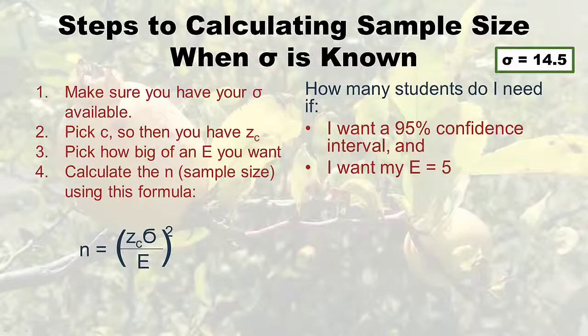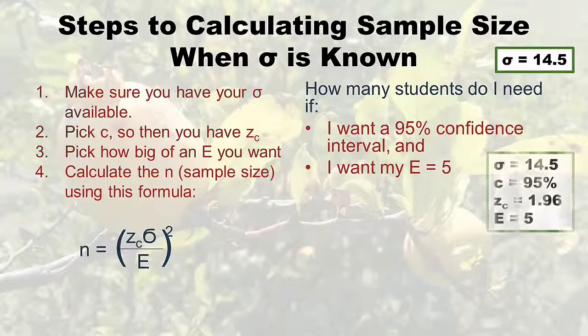So I'm coming up with a new question. How many students do I need if I want a 95% interval and I want my E to be 5? That's the way I start the question, okay? How many students do I need if I want this and that? Well, what does that literally mean? Let's just make a list here.